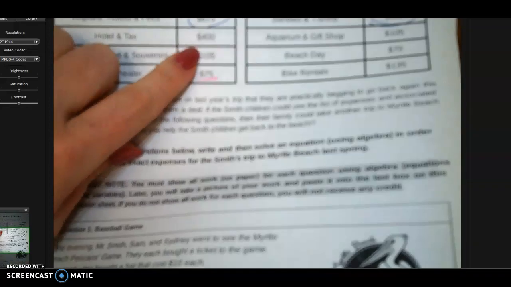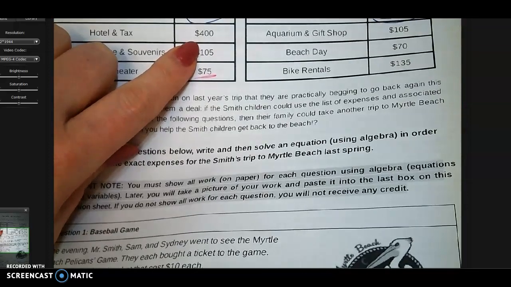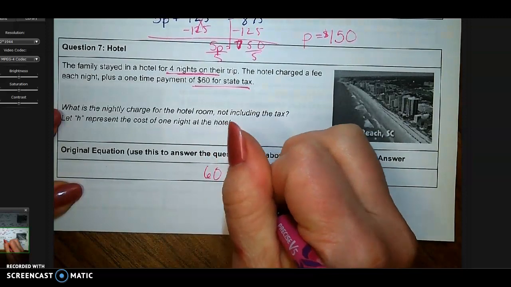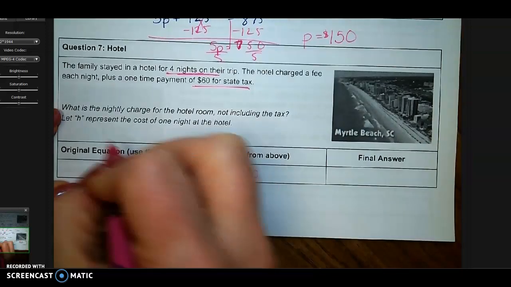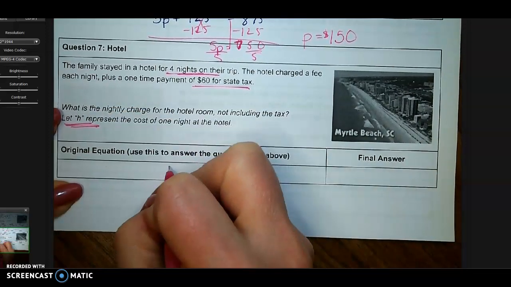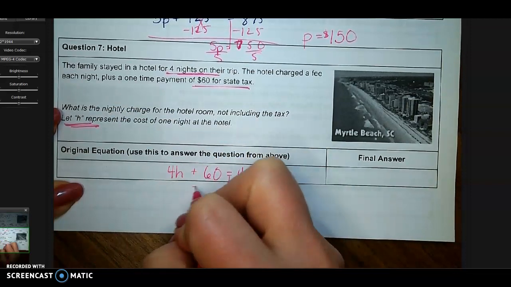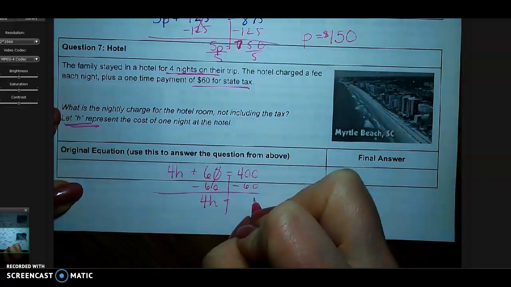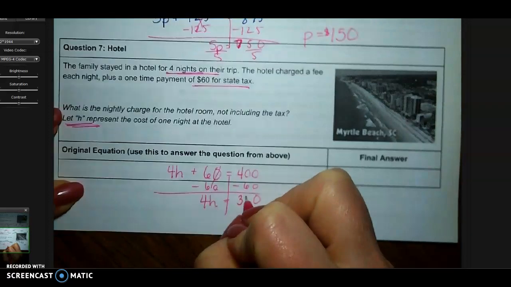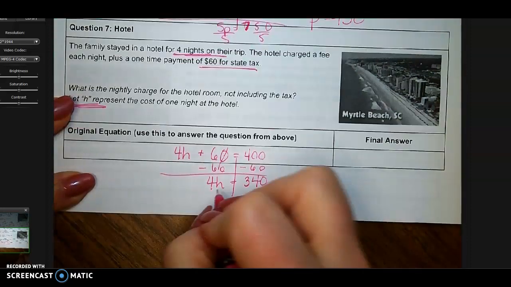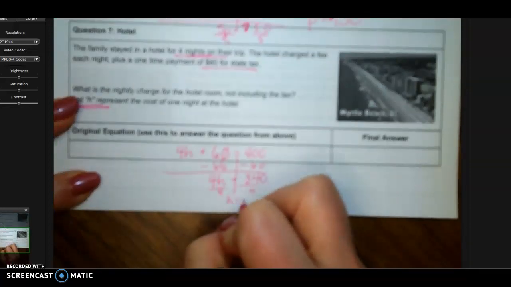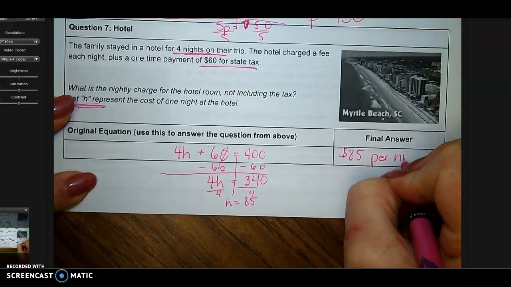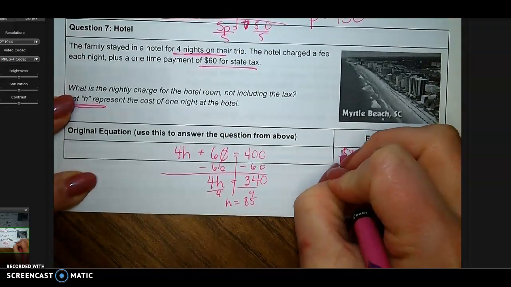And then if we look over here, they paid $400 for their hotel plus their tax. That means we have a total of $400. And it was 4 nights on their trip, so H represents the cost of 1 night. Once I take out that tax and divide by 4, I get that it was $85 per night.